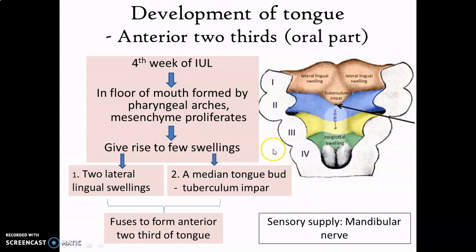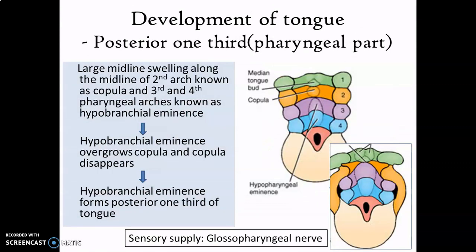Now let's see how the posterior 1/3 or pharyngeal part develops. There is development of large midline swellings of mesenchyme in the second, third and fourth arches. The midline swelling of the second arch is known as copula, and that of the third and fourth arches is known as hypobranchial or hypopharyngeal eminence. The hypobranchial eminence overgrows the copula and gradually the copula disappears, and it is from the hypobranchial eminence that the pharyngeal part or posterior 1/3 of the tongue is formed. The sensory supply to the posterior 1/3 of the tongue is mainly by the glossopharyngeal nerve.